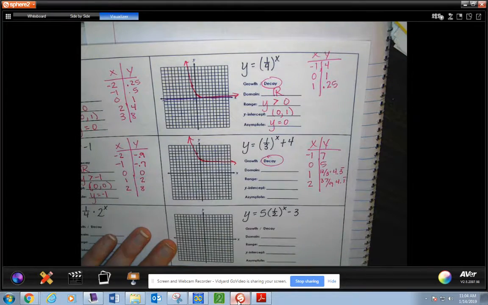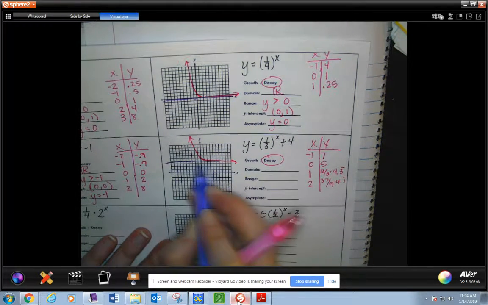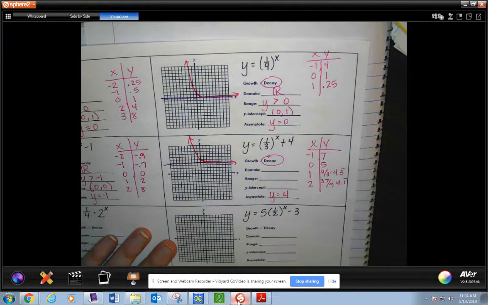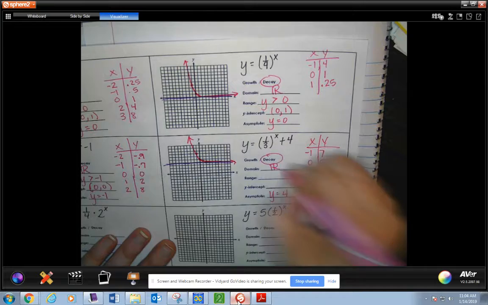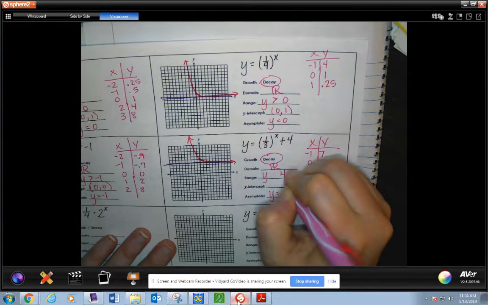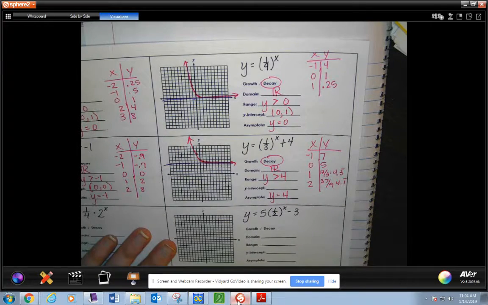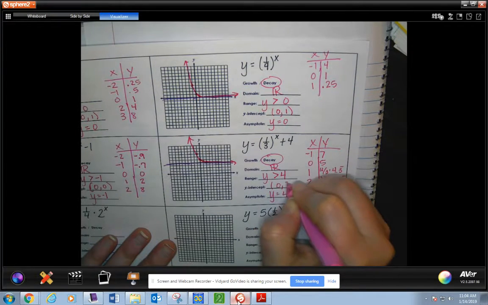Okay, I'm going to start by drawing my asymptote. Okay, I know my asymptote is at 4. Okay, my domain I know is all real numbers, and my range I pull from my asymptote, the 4. The graph is above 4, so I put a greater than, and my y-intercept is at 0, 5.